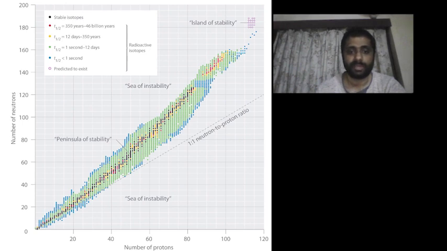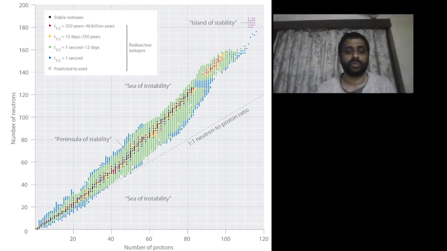So if you have the number of protons as 40, then the number of neutrons is nearly 50. So it keeps on increasing. For example, here 80 is the number of protons, so the number of neutrons would be 120.